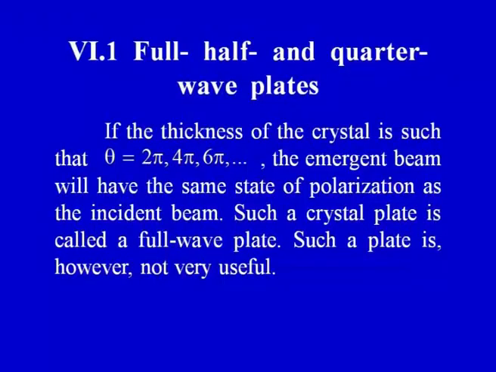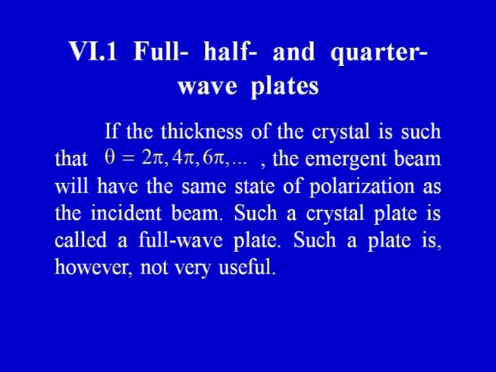Let us consider these full, half and quarter wave plates. Remember, we are talking about a crystal plate where the optic axis is in the plane of the crystal and the propagation is perpendicular to the optic axis and the incidence is normal. Under those conditions, if the thickness of the crystal is such that θ equal to 2π, 4π, 6π, I mean 1 complete vibration, 2 complete vibrations, 3 complete vibrations, the emergent beam will have the same state of polarization as the incident beam. Such a crystal plate is called a full wave plate. Such a plate, however, is not very useful.